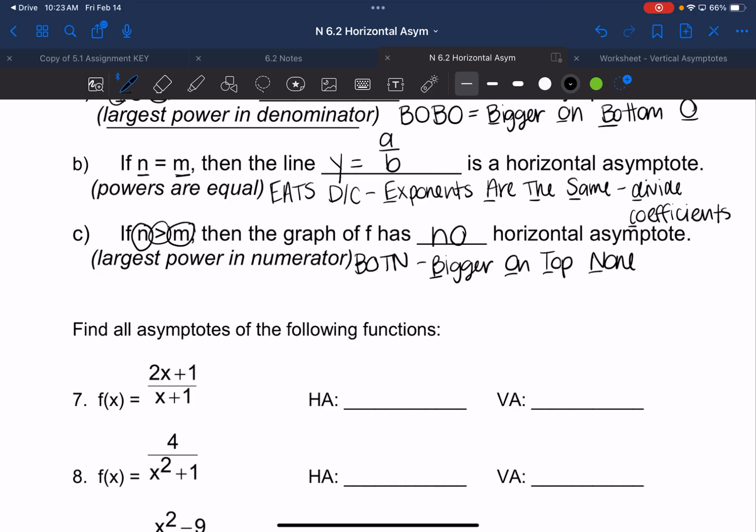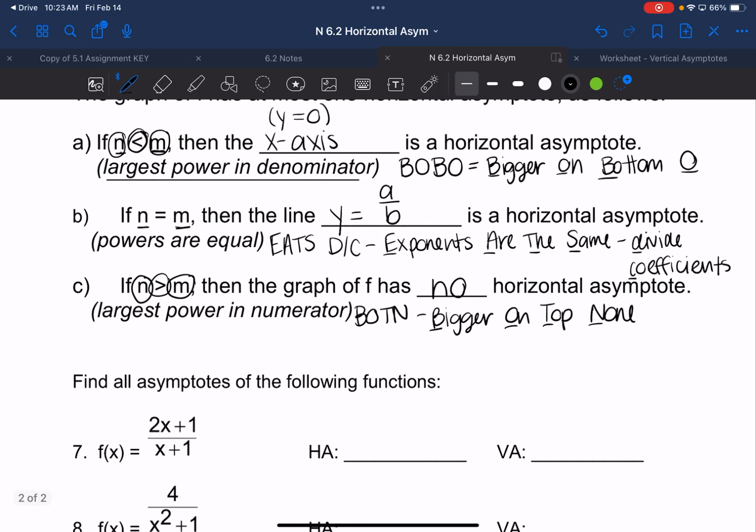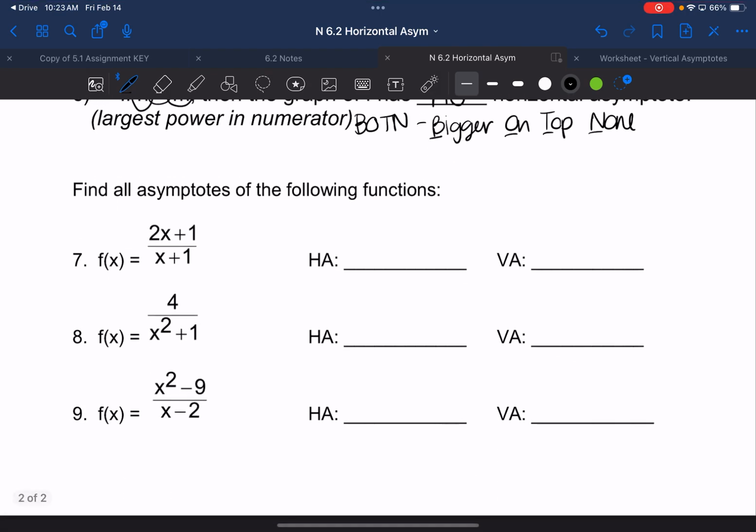All right. So bigger on bottom, what happens? What do we get? 0. Bigger on top, undefined, right? We don't have one. Good. All right, and then if they're the same, what am I going to do? Divide the coefficients. Okay, so let's take a look at these examples down here. So horizontal asymptote, that's the 3 rules that we just learned today.